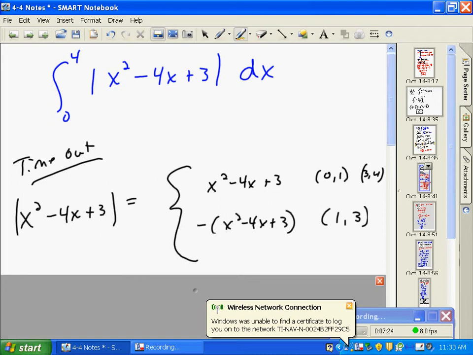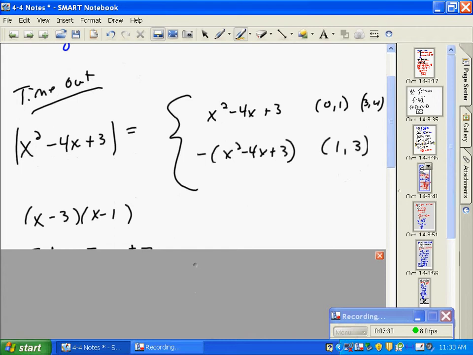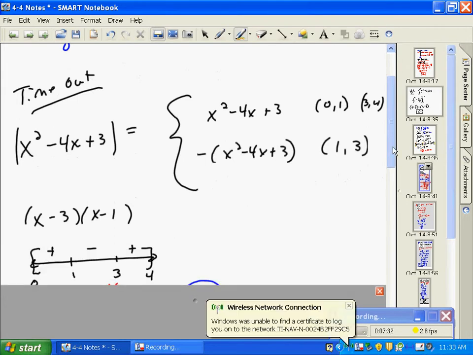this absolute value. If I have x squared minus 4x plus 3, I'm thinking about factoring that, and that is x minus 3 and x minus 1. Now when I think about this, when we do this antiderivative to find the definite integral, we're looking at the area between the curve and the x-axis. Now what happens here is I need to make sure that all these are positives.